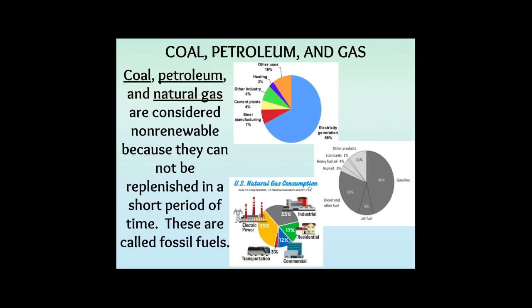So the first 3 are going to be coal, petroleum, and natural gas. So these are non-renewable because they cannot be replenished in a short amount of time or within our lifetime. So these 3 are put into a group called fossil fuels, which we'll talk about in a second. So coal is typically used today for electric power. Petroleum is typically used for heating or manufacturing, and natural gas, same thing, heating. Petroleum is used for cars as well, natural gas, transportation, etc.